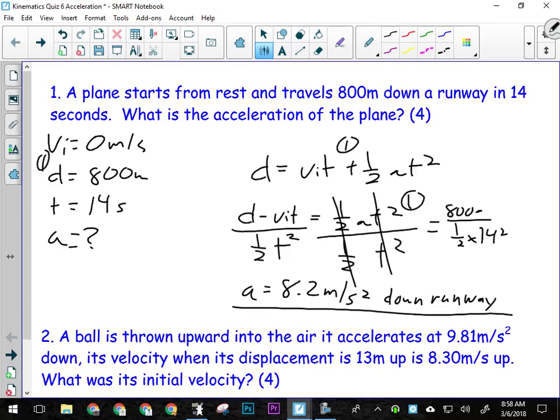Okay, I would accept forward if they had forward written there as well, even though the question didn't specifically say forward, it did specifically say down the runway. But as long as they have a relevant direction on there, I'll accept that. Right, so 1 mark for the answer, provided it has the right units and a relevant vector. Okay, mark for the manipulation and plugging, mark for the formula, mark for the givens. All right, questions on number 1.